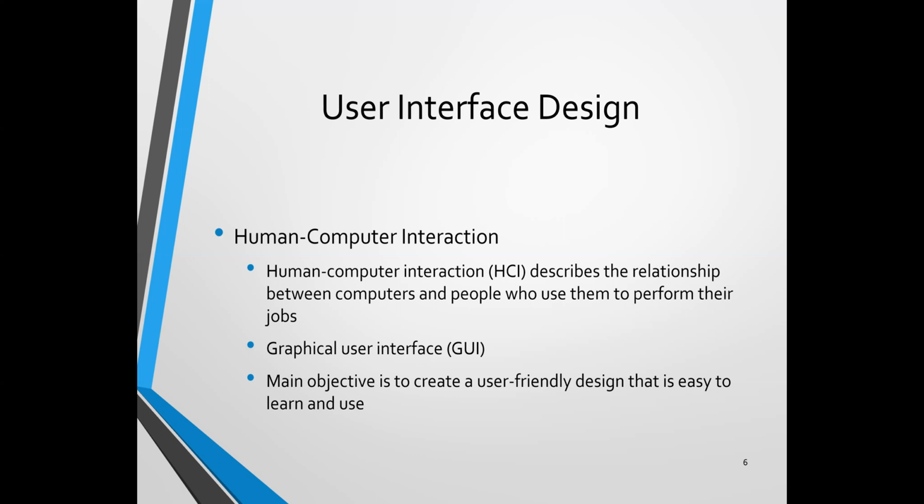It also deals with GUI, or graphical user interface. The main objective of a graphical user interface is to create a user-friendly design that is easy to learn and to use. You can see that right now, most mobile phone apps in the world are foolproof. That means even though they don't have any manual, when you download that application onto your mobile phone, you can use it easily, and it's easy to learn as well.